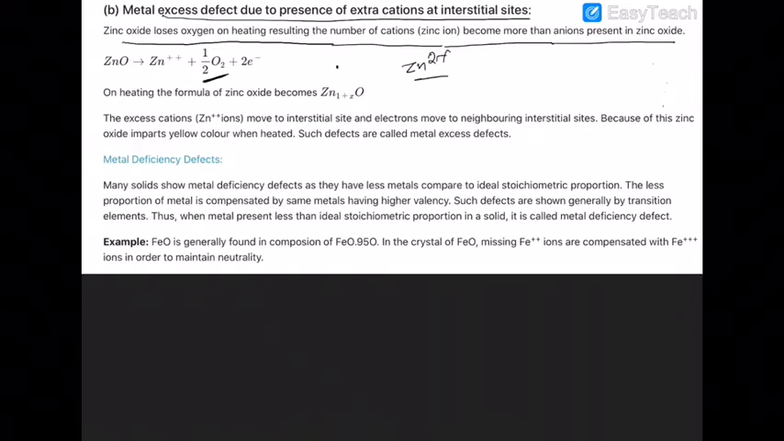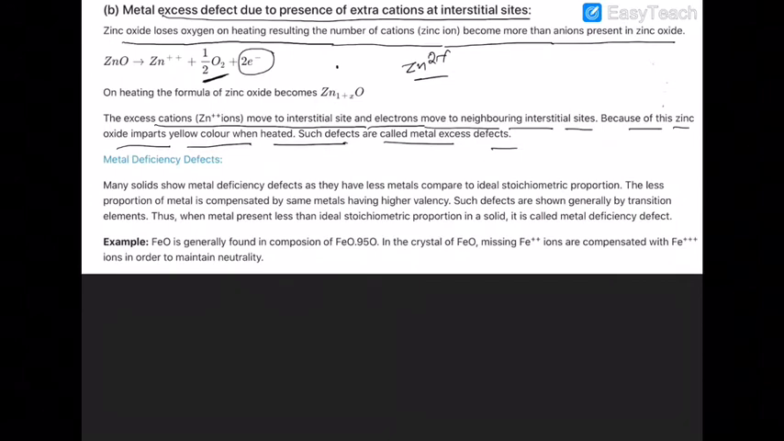Now if the zinc 2 plus ions remain in the geometry, what will happen? These two electrons will get trapped and will be able to maintain the electrical neutrality. So the excess cations move to the interstitial void and the electrons move to the neighboring interstitial site. Because of this, zinc oxide imparts a yellow color when heated. This defect is also called metal excess defect.